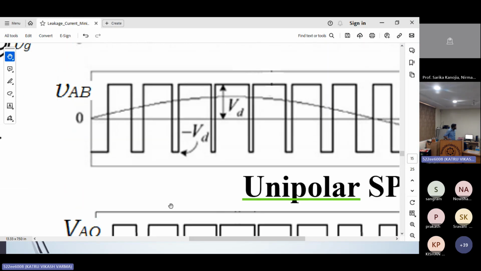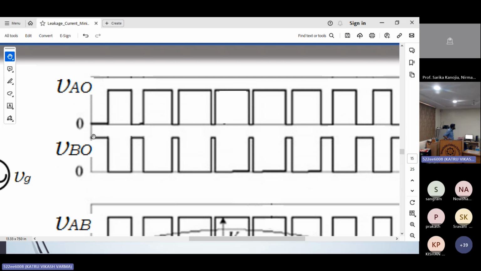But if you use bipolar, you see here, AO plus BO by 2 is the same, AO plus BO by 2 is the same, AO plus BO by 2 is the same. So the common mode voltage is constant. If you use the bipolar PWM technique, the common mode voltage is constant throughout.